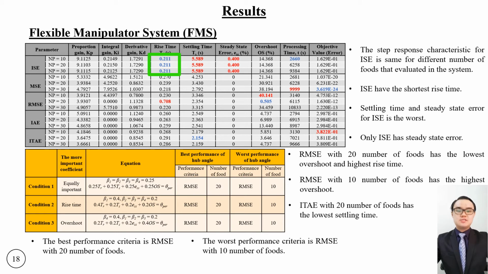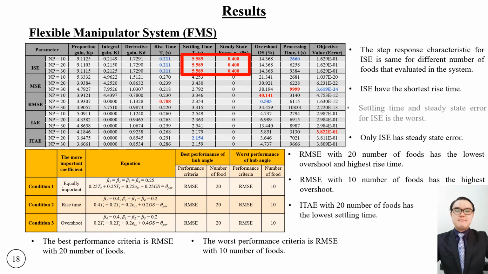ISE has the shortest rise time among all the performance criteria evaluated in the system. This means that for applications that require a faster starting time, taken from 10% to reach 90% of the final value, we can use ISE with 10, 20, or 30 number of foot.